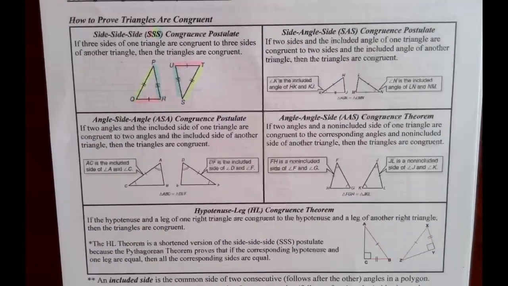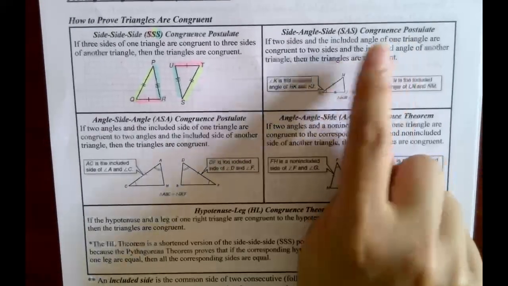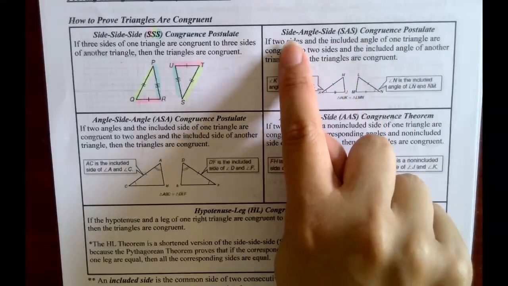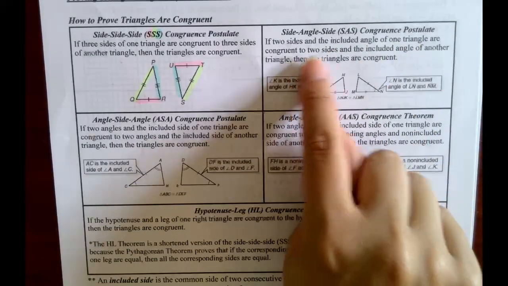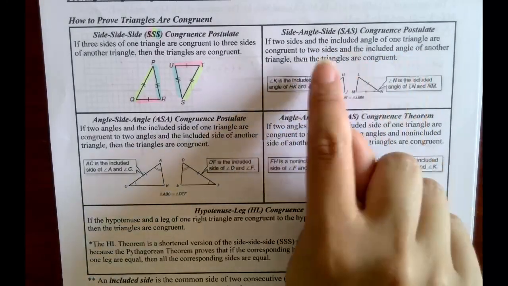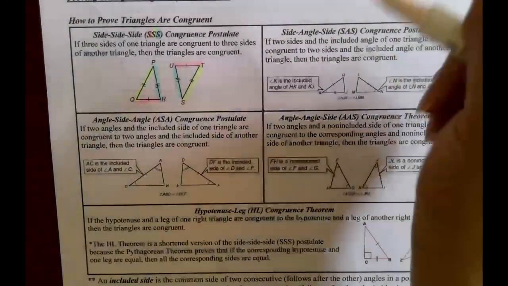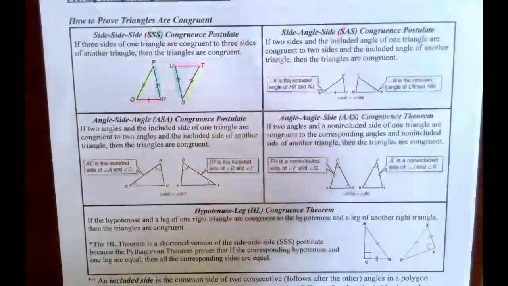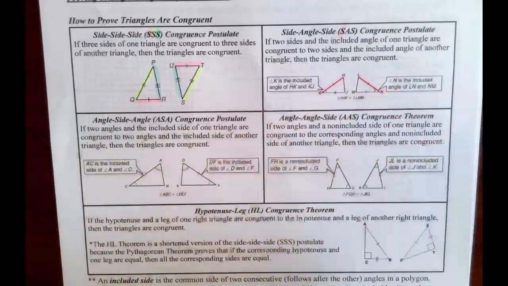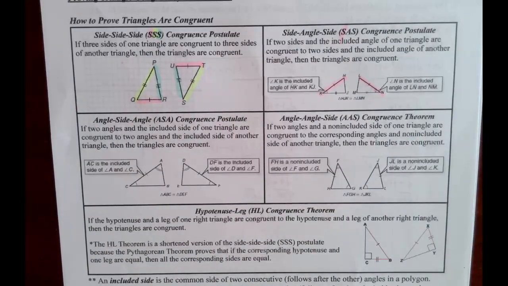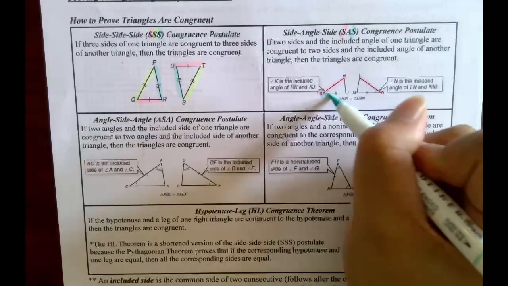Okay. The next one is side angle side congruence postulate. Basically, it says that if 2 sides and the included angle of one triangle are congruent to 2 sides and the included angle of another triangle, then the triangles are congruent. Okay. So then first, one side is congruent to one side. So here, this side is congruent to this side. Okay. We also have another side congruent to another side.